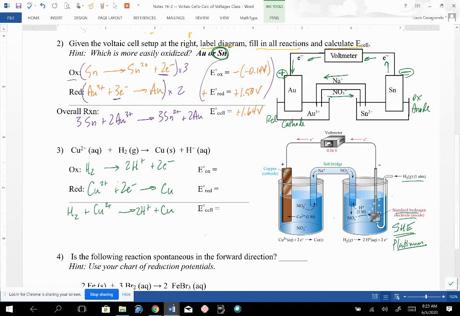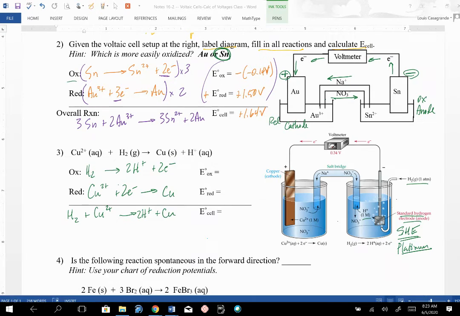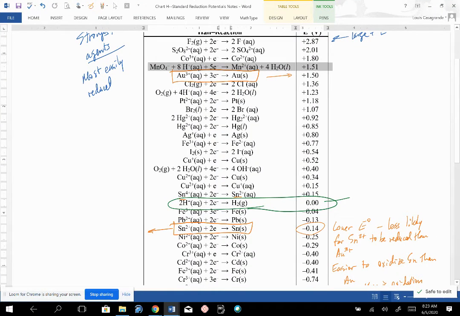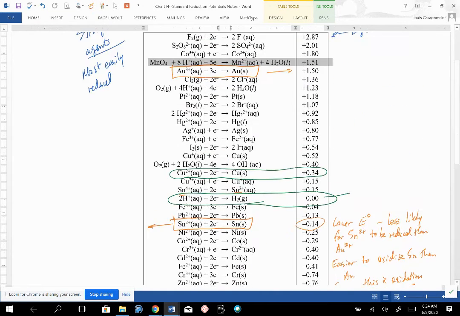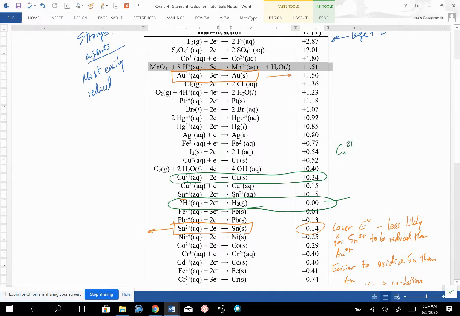Now let's go to chart H, and I already found the H plus and H2. We already previously found the copper and copper 2 plus. So here that is with a voltage of plus 0.34 volts. So remember what this is telling us is, sorry about that, yeah, copper 2 plus is easier to reduce.